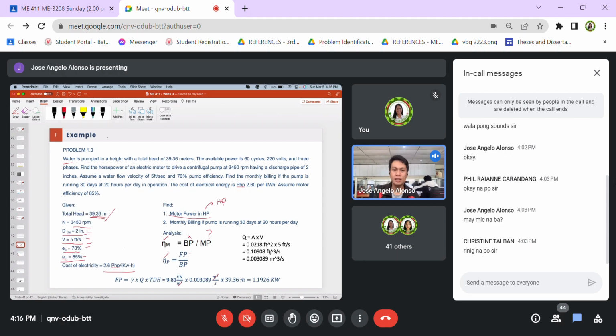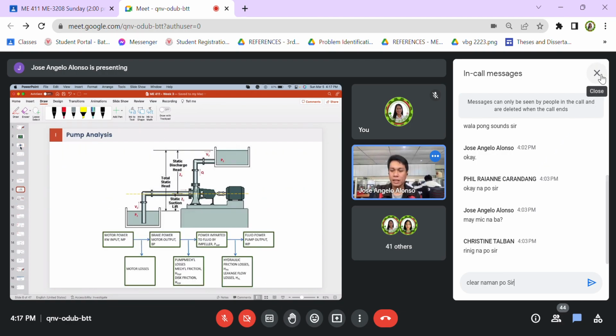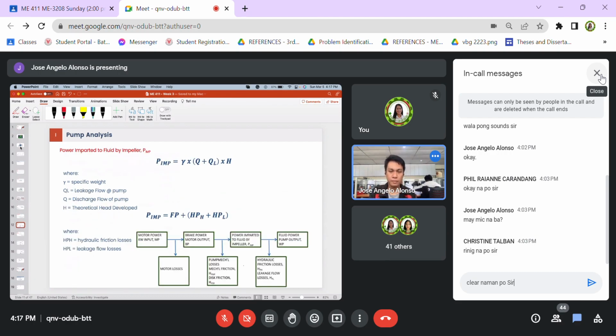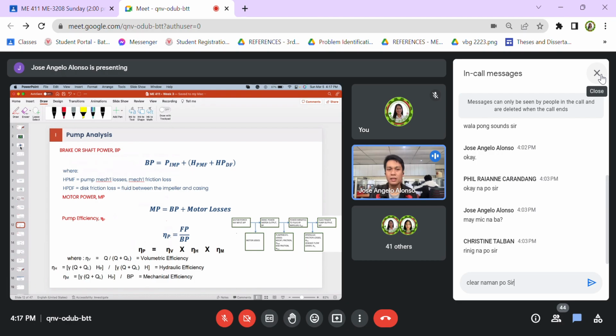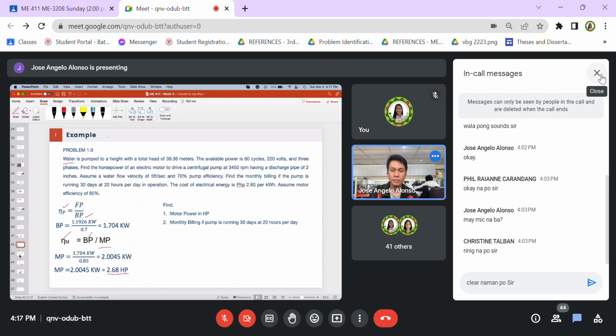Balikan lang natin yung analysis. Since binigay sa problem yung ating mga efficiency ng pump, efficiency ng motor, nahanap naman dito yung motor power, ginamit natin yung formula for pump analysis. We use the formula such as the fluid power, pump efficiency, and the motor efficiency to determine the motor power. So we use the pump analysis here na discuss natin kanina.